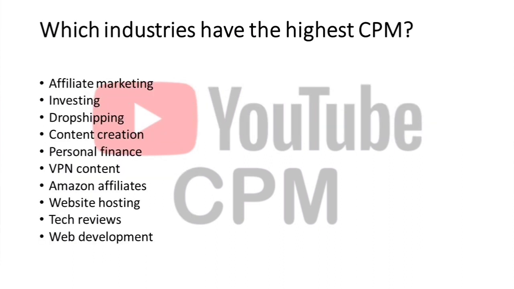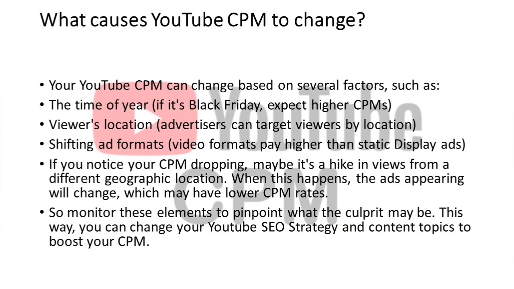Which industries have the highest CPM? They are affiliate marketing, investing, dropshipping, content creation, personal finance, VPN content, Amazon affiliates, website hosting, technical reviews, and web development. What causes YouTube CPM to change?